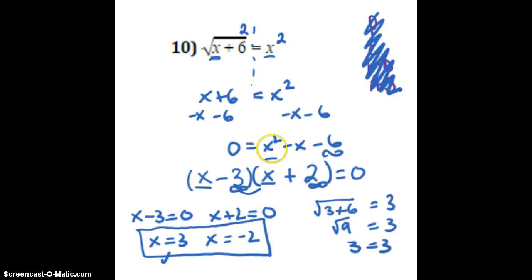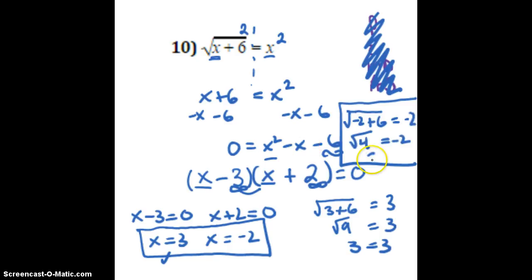Then we try the same thing, but we're going to go with the negative 2. I don't really have room to do this, so I'm going to do this in this little box right here. So if I take the square root of negative 2 plus 6, that should equal negative 2. And negative 2 plus 6 is 4, so I get the square root of 4, which is 2, equals negative 2. But that's not true. So that's not true. This is my only answer.